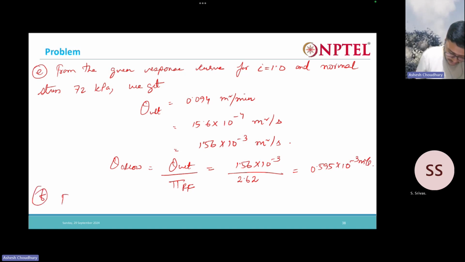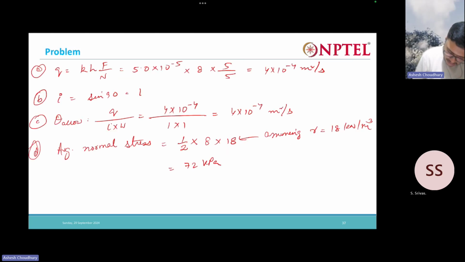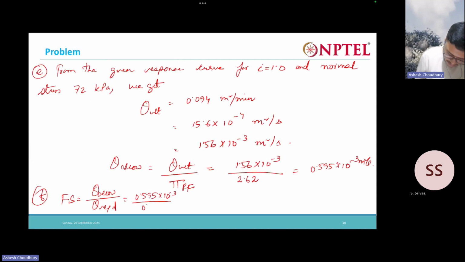Therefore the factor of safety is q allowable by q required, which is 0.595 into 10 to the power minus 3 by 0.4 into 10 to the power minus 3. So this will come out as 1.48. So this is marginally acceptable, not at all acceptable.